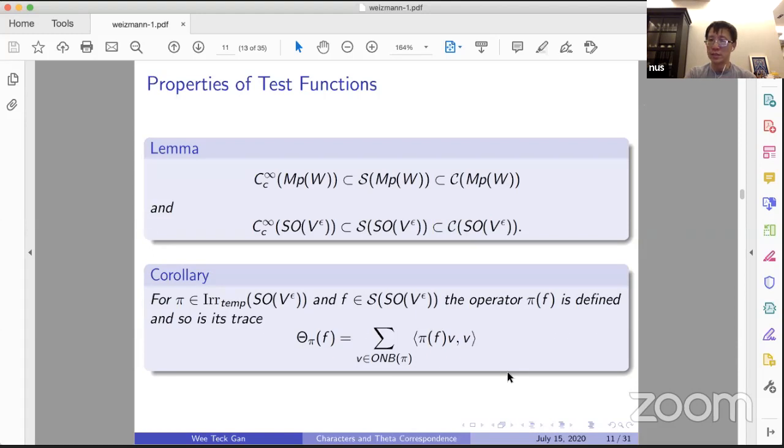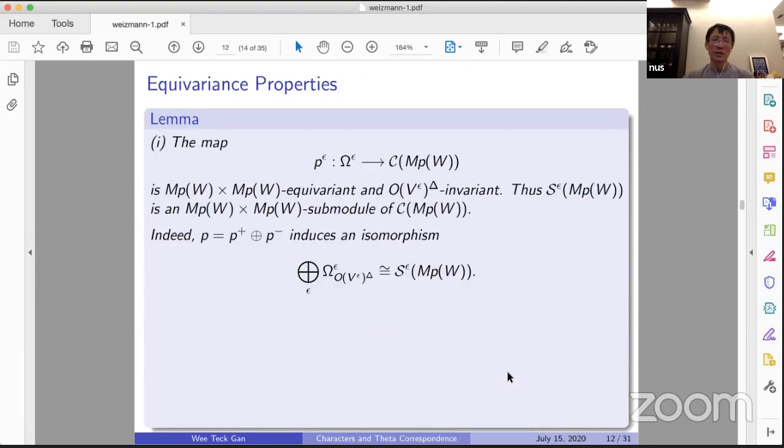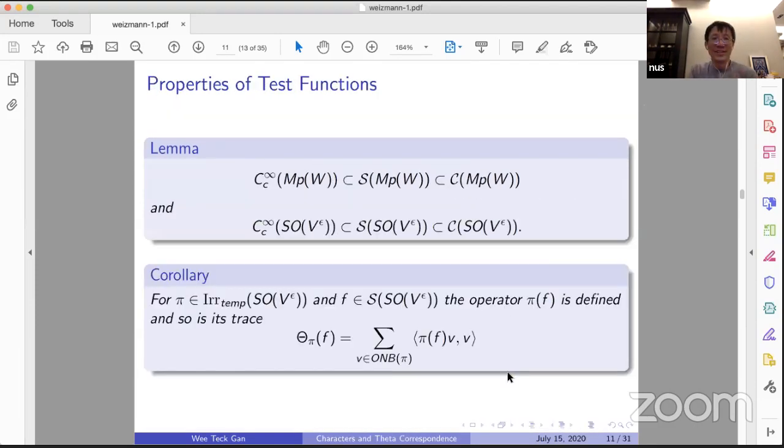I'm not going to discuss proof at the moment. I'm just going to run through the various steps to show you the structure of the theory, let's say. I'll come back to discussing proofs in the second half of the talk. So now, of course, our goal is to understand the space of test functions. We need to understand something about it. So this lemma tells us how big it is.